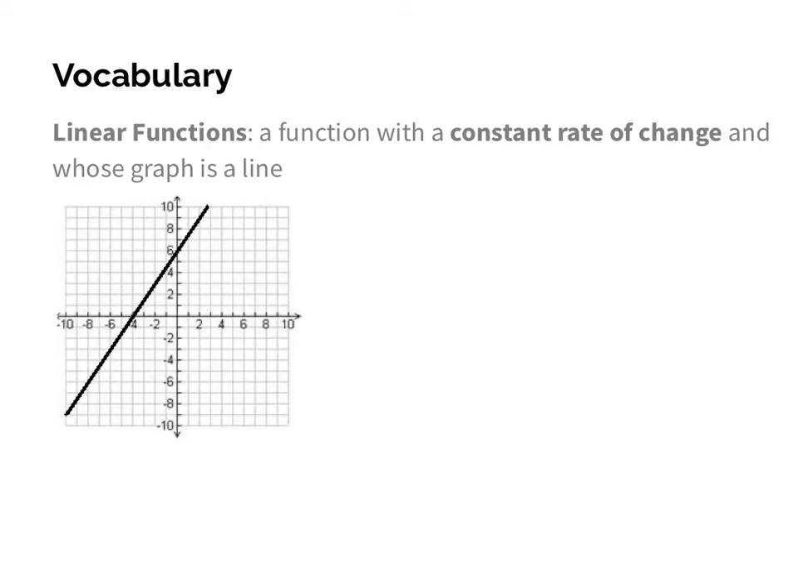So a linear function is a function. Think of the word linear. The first four letters form the word line. So yes, on a graph, a linear function is going to form a line when graphed, but a linear function is specifically a function that has a constant rate of change.